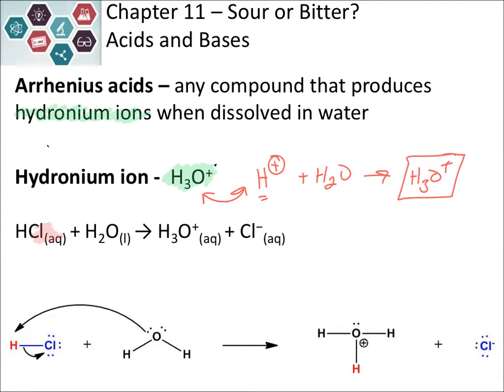So here's an equation showing an acid placed in water. We have HCl, which is an acid. We place it in water, and what is produced are hydronium ions and chloride ions. This reaction down below shows us how the electrons and atoms are moving around to make and break bonds. What's happening is this lone pair on water is going to make a new bond with the hydrogen of the acid. Then the electrons that are in the HCl bond are going to go to the chlorine.